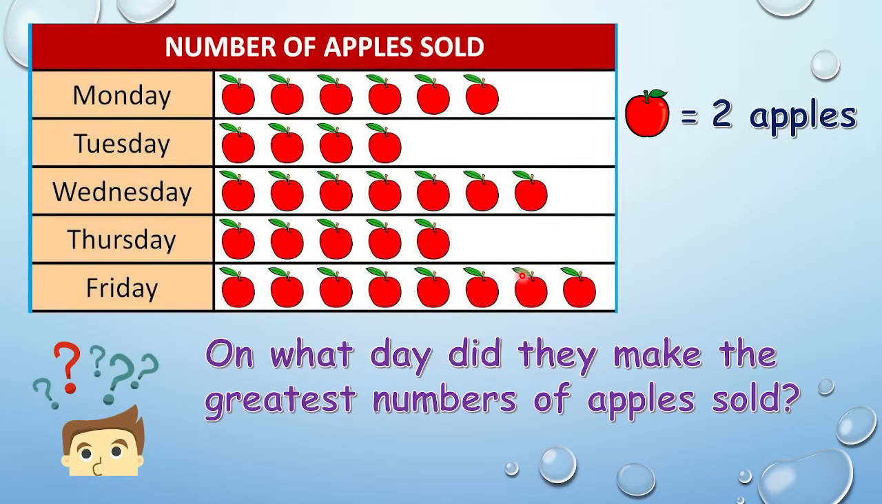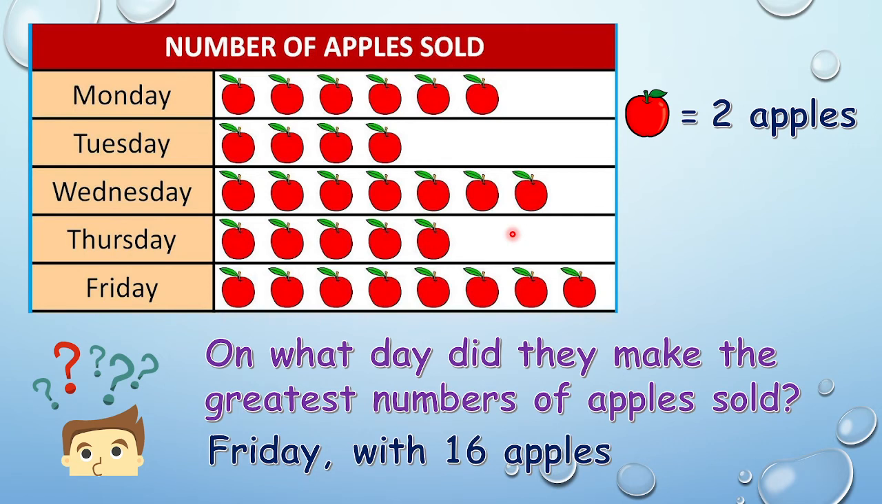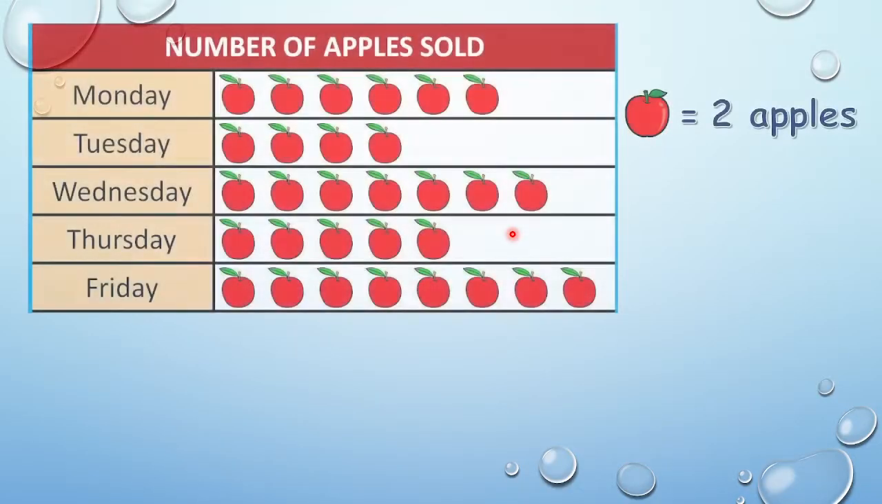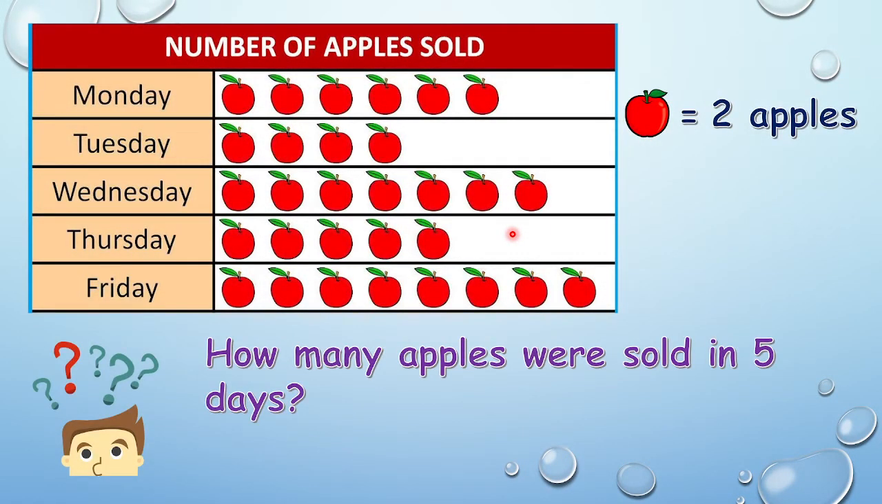How about this one? On what day did they make the greatest number of apples sold? When you say greatest, it means most. Friday with 16 apples. Yes. All right. Next.